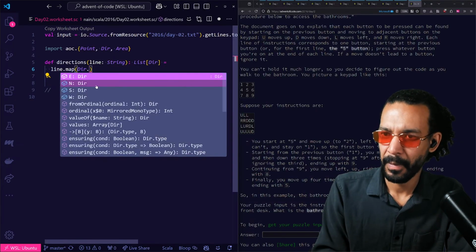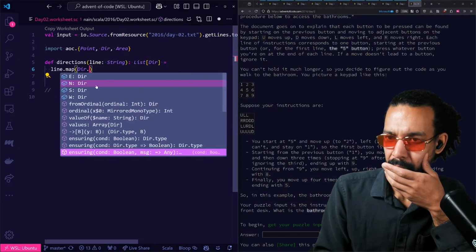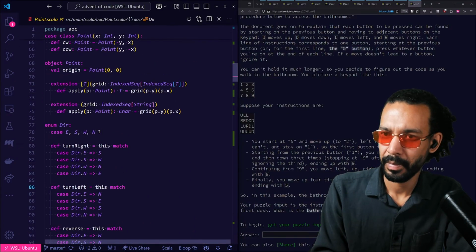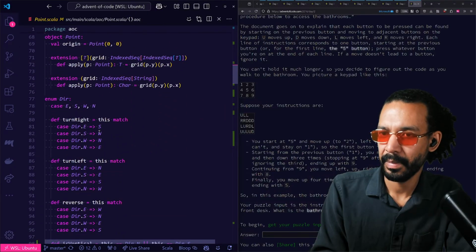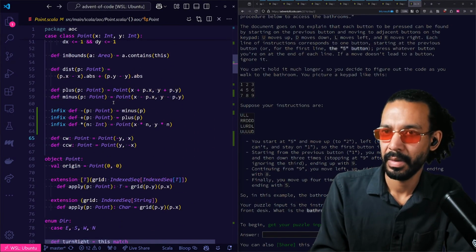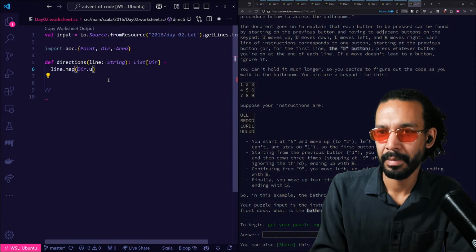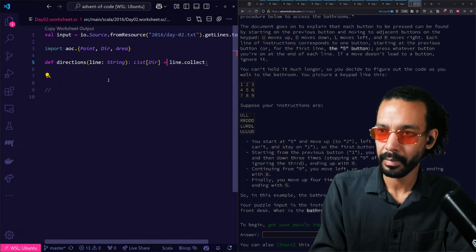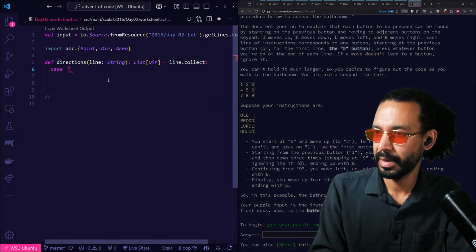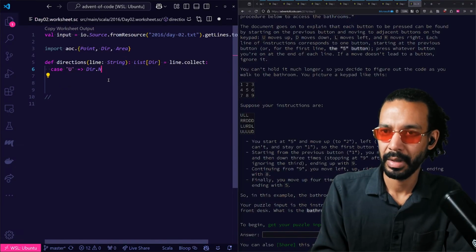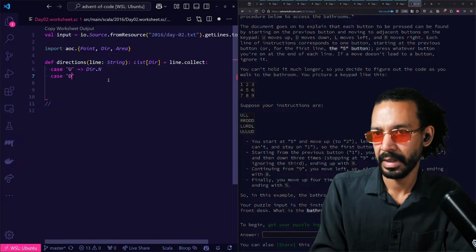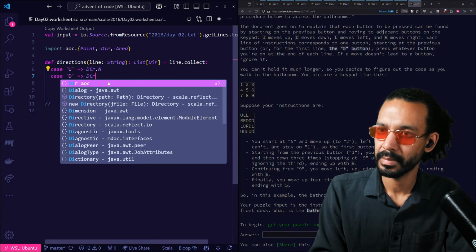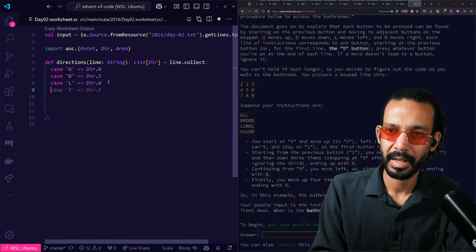Do we have a parse? I'm not sure what we have. Interesting. We don't have, I mean, they're north, south, east, west anyway. Okay. So line map, and we'll just do a case. So case, we have a character up, dot north, case down. Let's turn Copilot on here. Left and right. Okay.